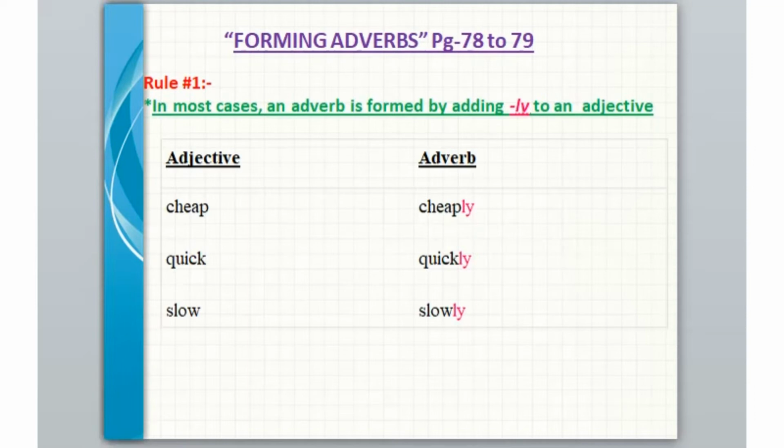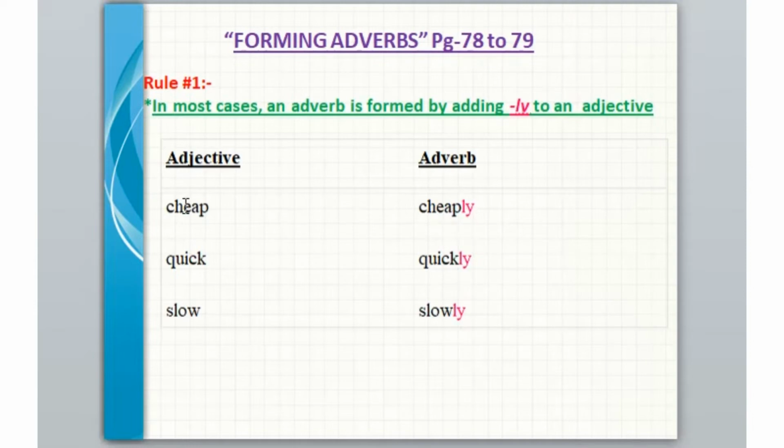See, here 3 examples are given. We will quickly go through them. Okay, first see the example. "Quick" is an adjective. How do you make it an adverb? By adding "ly" to the spelling. So quick will become quickly. So students, you all know quickly is what kind of adverb? Cheaply, slowly, all of them. Yes, these are all adverbs of manner.